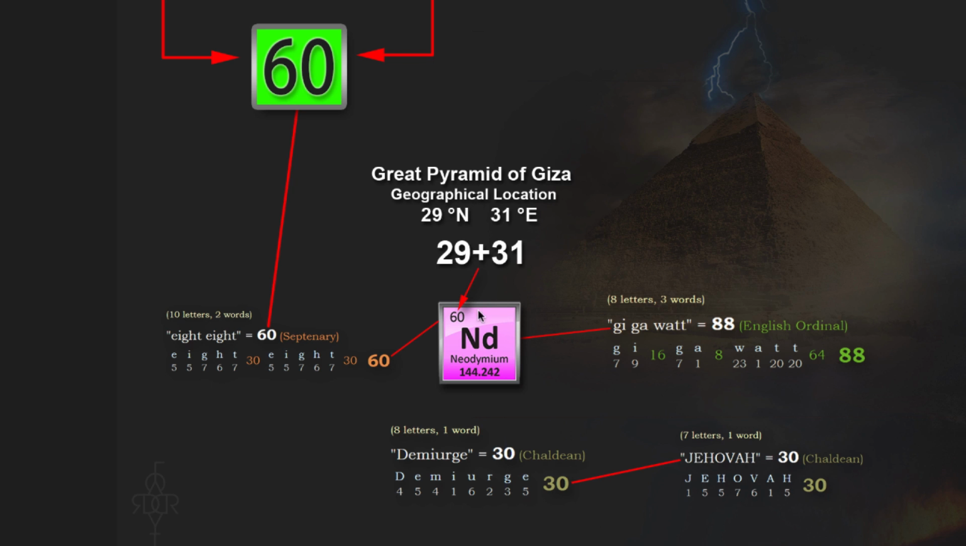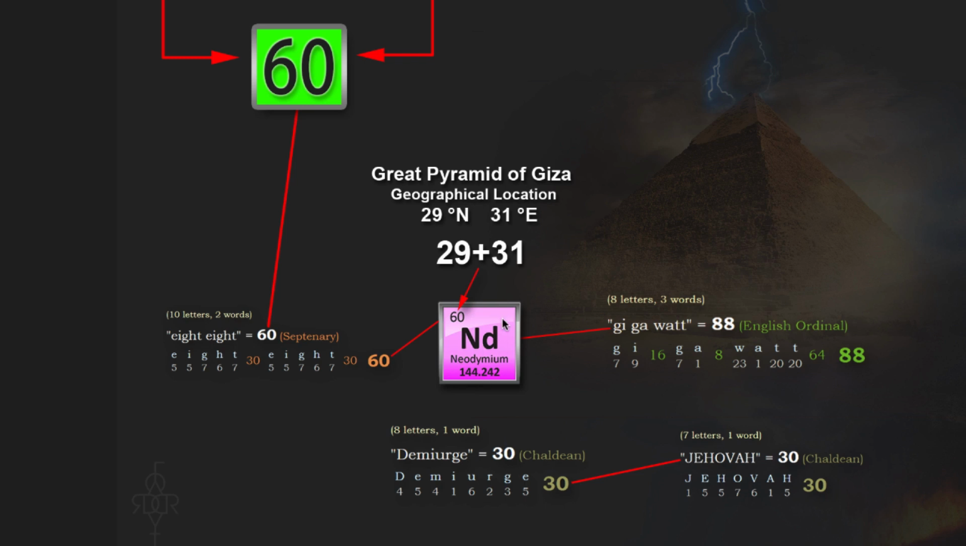29 plus 31 equals the number 60. That's why in the movie The Matrix, Keanu Reeves' name was Neo, as in neodymium. This is what's used to make magnets, by the way, which is used in electromagnetism. Very, very important.